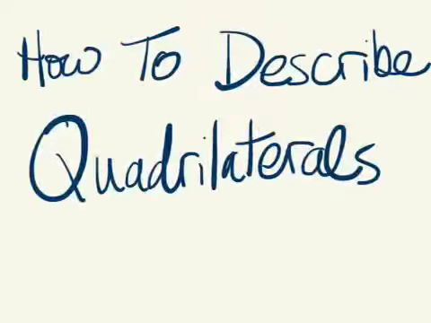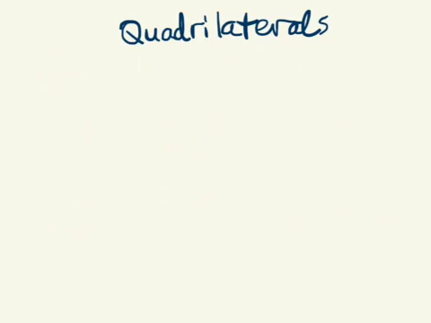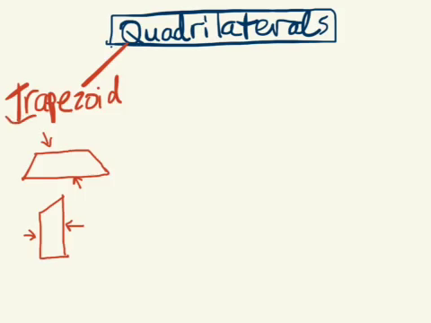Today's lesson is how to describe quadrilaterals. Now you don't need to write this down because we've already got it in our notes from a previous lesson. We can classify quadrilaterals into different groups. We have the trapezoid subcategory, which has exactly one set of opposite sides that are parallel.